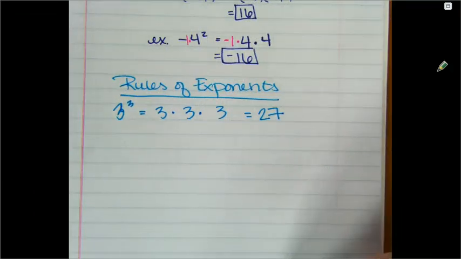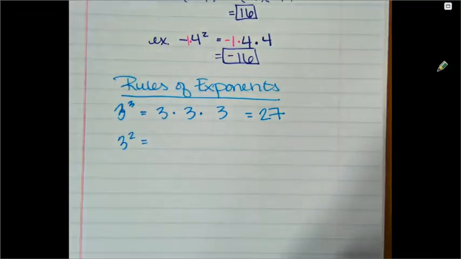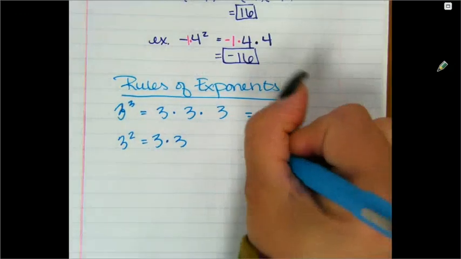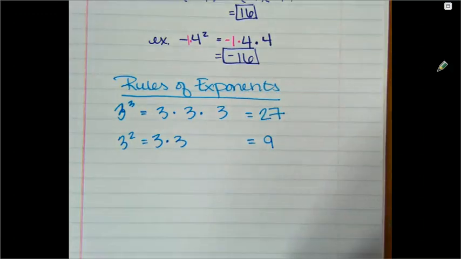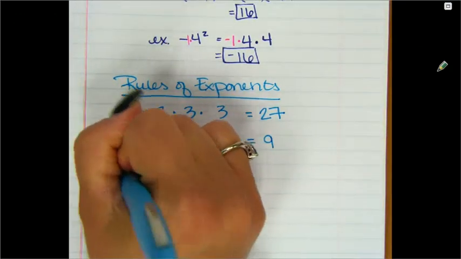We good? Okay. Let's take 3 squared. What does that mean? 3 times 3, which is now what? 9. Notice I am leaving spaces for a reason. Got it? Then let's do 4 to the 4.